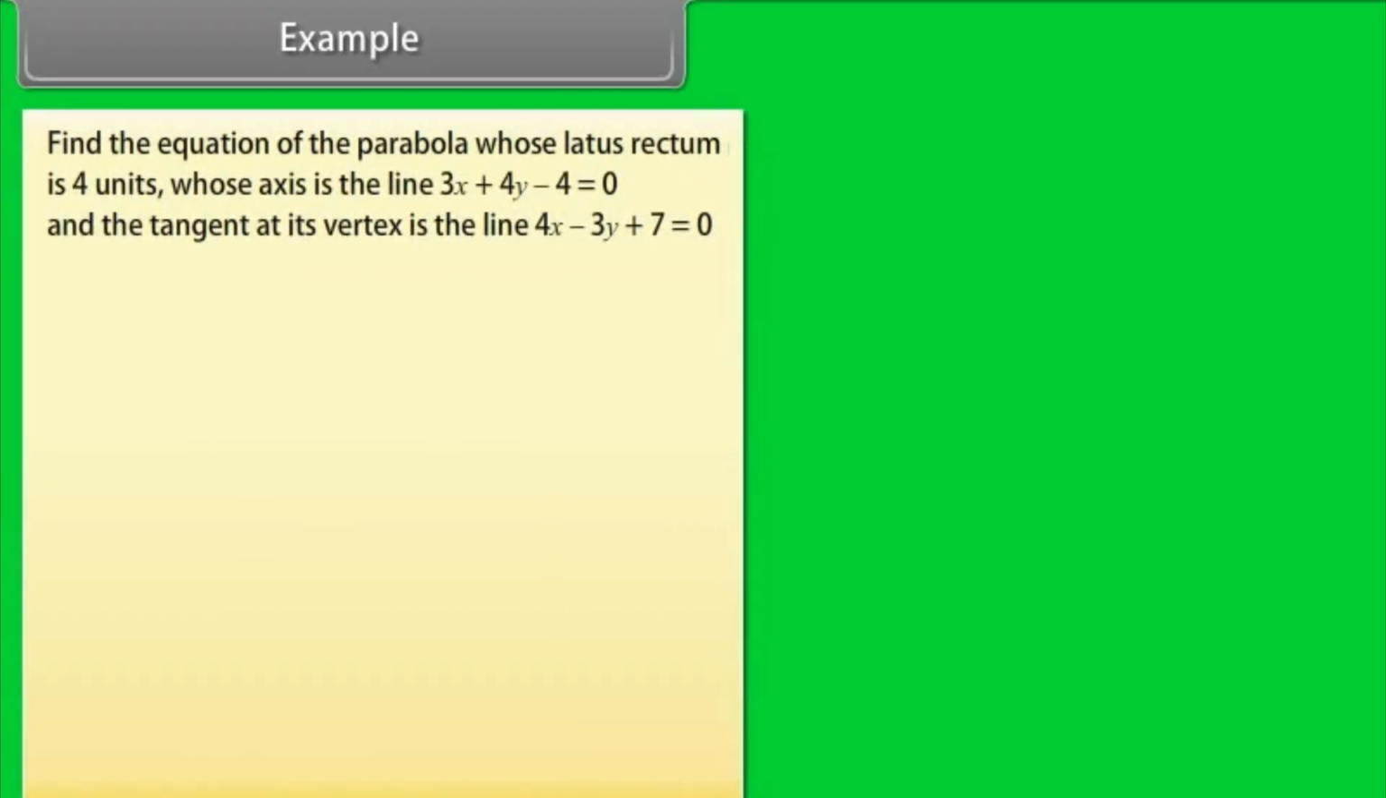Example: find the equation of the parabola whose latus rectum is 4 units, whose axis is the line 3x plus 4y minus 4 is equal to 0, and the tangent at its vertex is the line 4x minus 3y plus 7 is equal to 0.